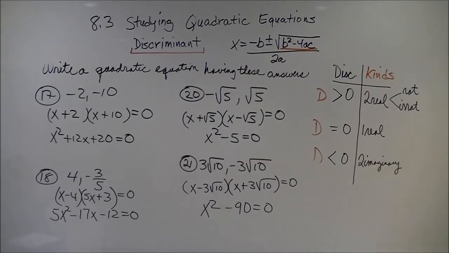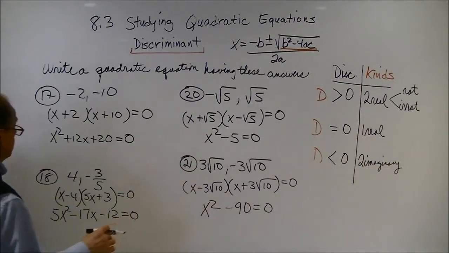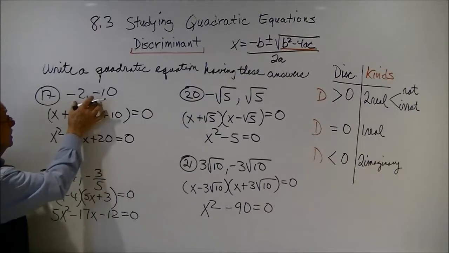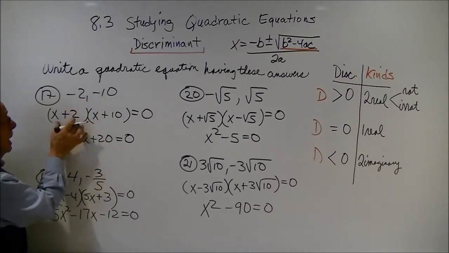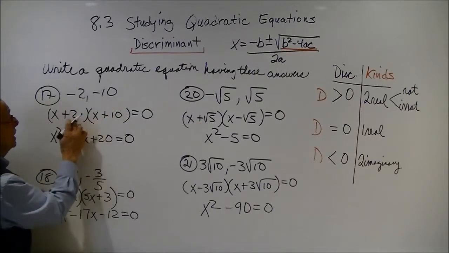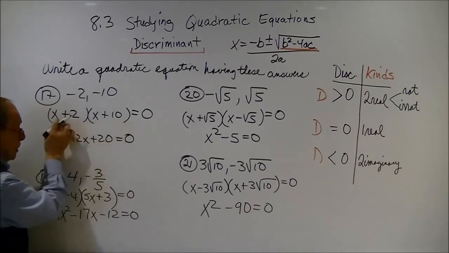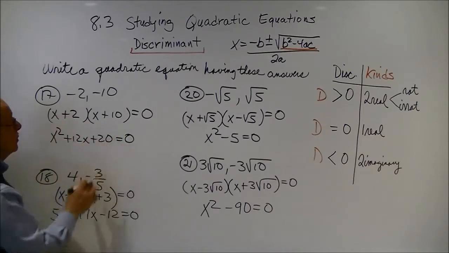Okay, as we continue, let's see if we can figure out a pattern here based on what we just did. Here are the answers. So we know we're going to have 2 sets of parentheses. We're going to put the opposite signs there. And then there's our factors that we're going to FOIL into our equation.